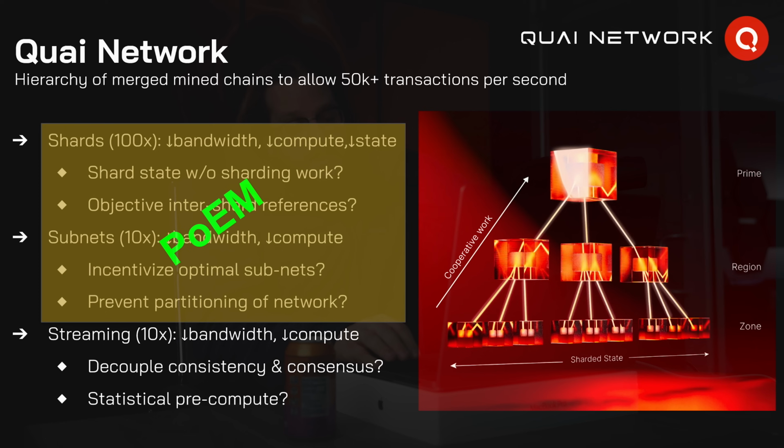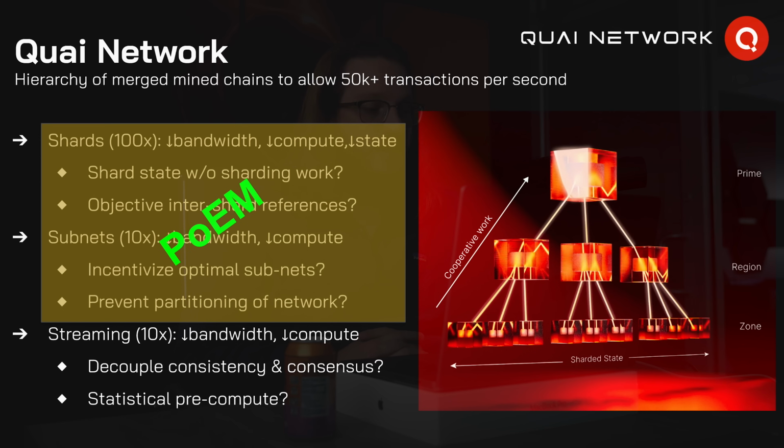Now, one of the ways that we go about solving these problems is our novel consensus mechanism called POEM, or proof of entropy minima. Proof of entropy minima is the mechanism by which we can shard state without sharding work. It allows us to create objective inter-shard referencing.